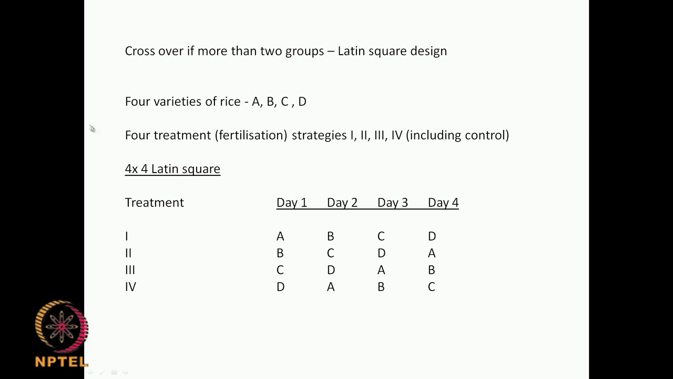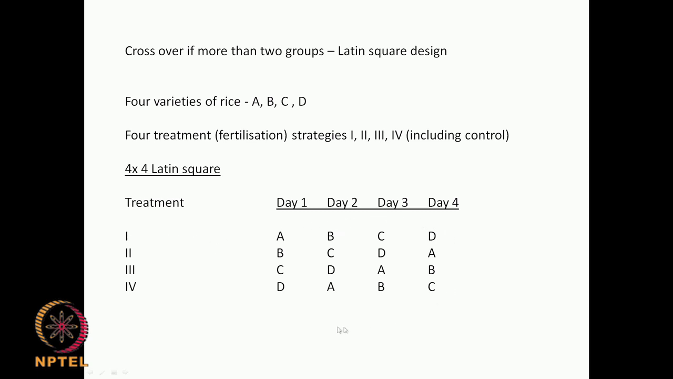Okay. So, how do I do this? This is called a 4 by 4 Latin square. So, day 1 I have rice A getting treatment strategy 1, and then day 2 I have rice B getting treatment strategy 1, day 3 I have rice C getting treatment strategy 1, and day 4 I am having rice variety D getting treatment strategy 1, and so on.